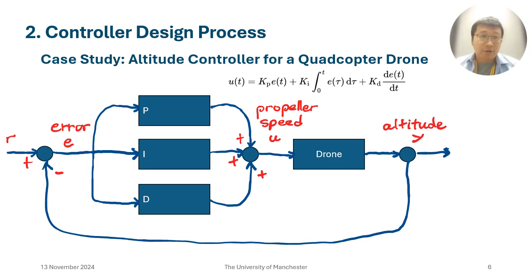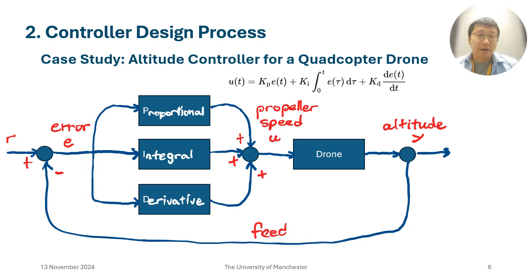So the proportional component handles immediate altitude changes, based on the present error. The integral component corrects any lasting deviations based on the past error, and the derivative component ensures smooth, stable adjustments based on the future error, a future prediction. So together they form a PID controller that can maintain altitude with a minimum error.